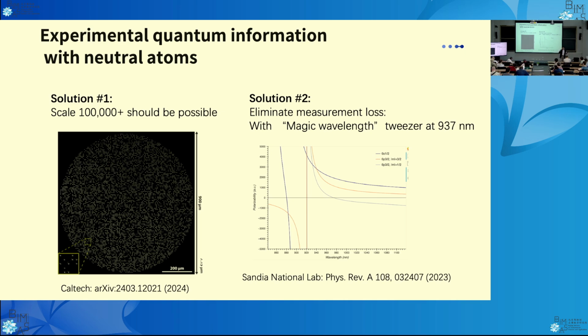In fact, this transition is so broad, a few megahertz wide, that for the magic wavelength you only have to stay within a range. It's from 935 to 940 nanometers. As long as you stay in that range, you are approximately shifting the ground and excited states by the same amount. So you don't have to be exact. That's right, there's a range.